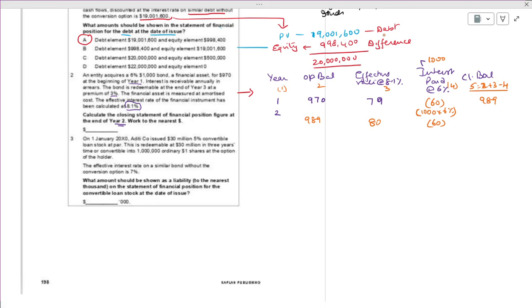989 plus 80 minus 60. How much will you get? 1,009. I will say fast, but when I say fast, you have to do fast.